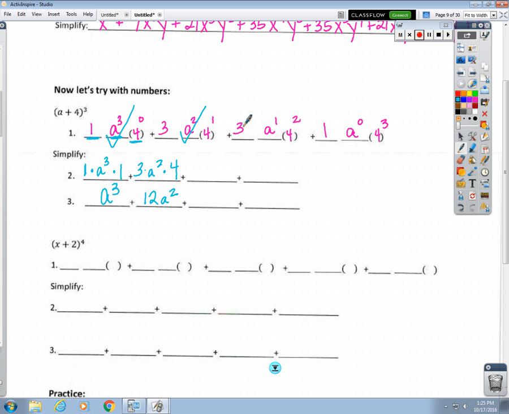Term 3, I have a 3 times an A to the first, which you could just write as A, times a 4 squared, which is 16. Now, what do you do here? What's 3 times A times 16?